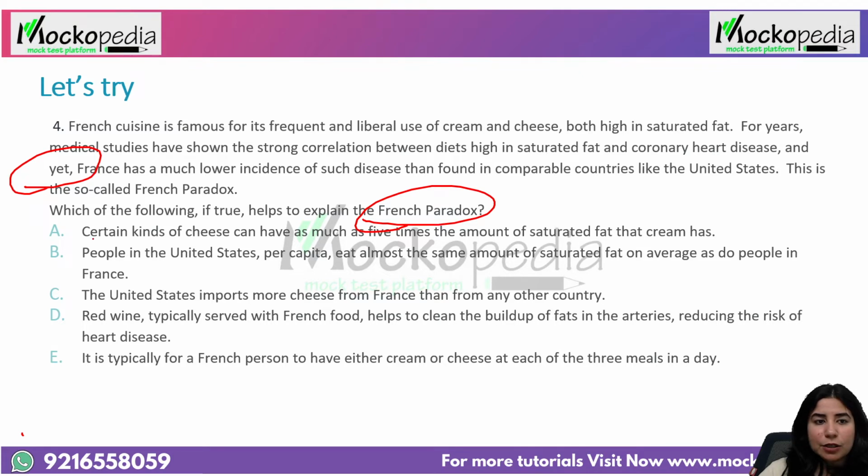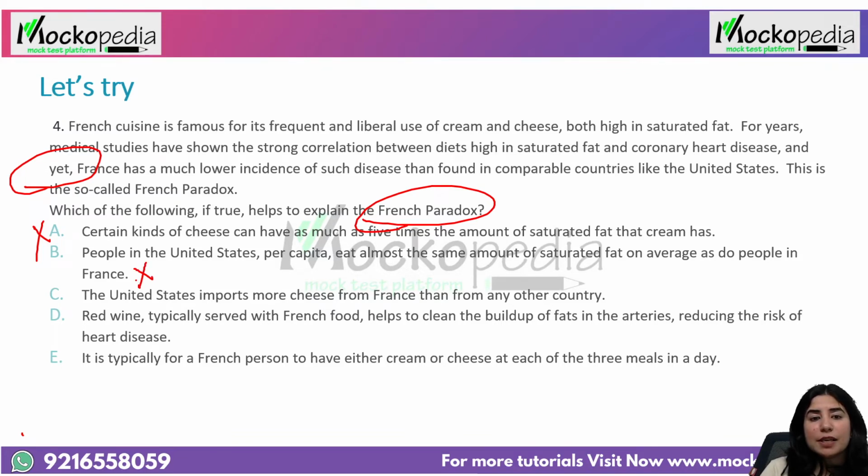So let's take a look at option A. Certain kinds of cheese can have as much as 5 times the amount of saturated fat that cream has. So this does not resolve the paradox, right? Our goal should be to give a resolution to the existing problem. So this is an easy elimination. People in the United States per capita eat almost the same amount of saturated fats on average as do people in France. But again, what do we do of this fact? This is not giving us any resolution.